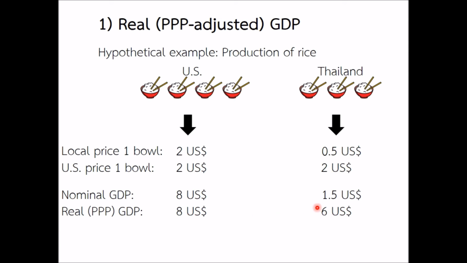We know that there are 4 bowls of rice produced in the United States compared to 3 bowls of rice produced in Thailand. The value of that is 8 US dollars in the United States and 6 US dollars in Thailand. This is how real GDP, in terms of adjusting for purchasing power parity, works.